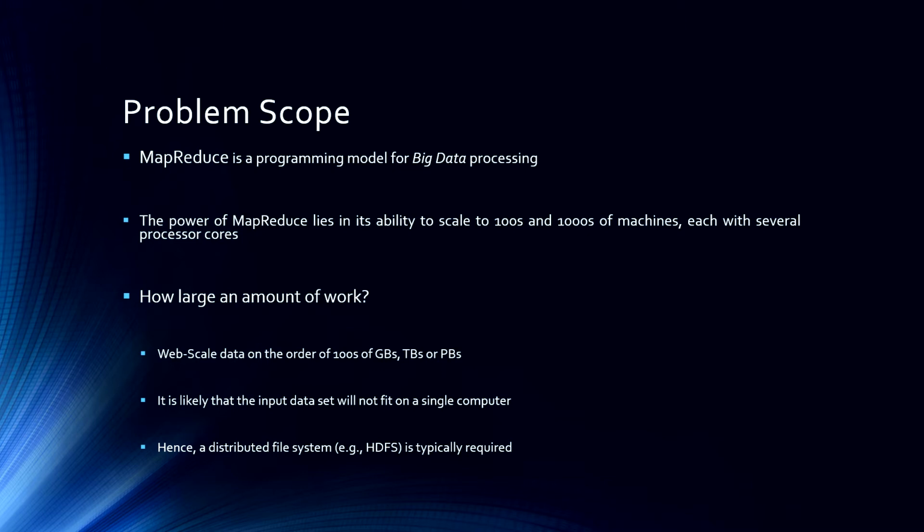How large is the amount of work? Web scale data is on the order of hundreds of gigabytes, terabytes, petabytes. It's likely that the input data set will not fit on a single computer. Mind you that we are using several core processors on several different CPUs, and we would first be combining all of that data into one place, processing it, and then the data going back into their storage devices or their respective CPUs in which they were stored.